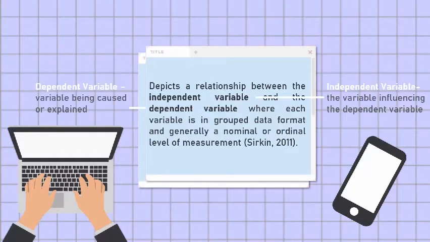And just to recap about the concepts of dependent and independent variable. The dependent variable is the variable that is being caused or explained, while the independent variable is the variable influencing the dependent variable. In simpler terms, the dependent variable is the causer, and the latter is the causee. Diba, Sophia?